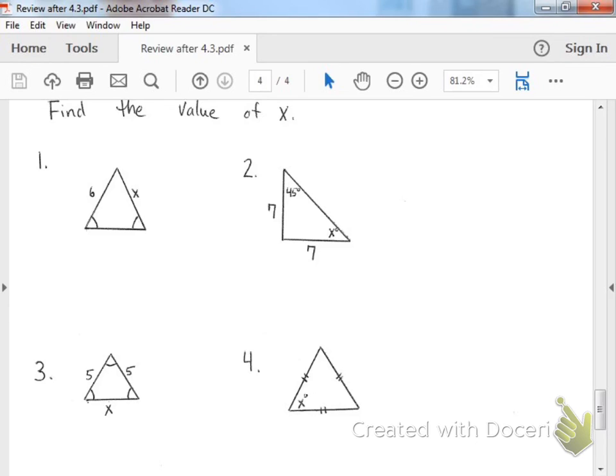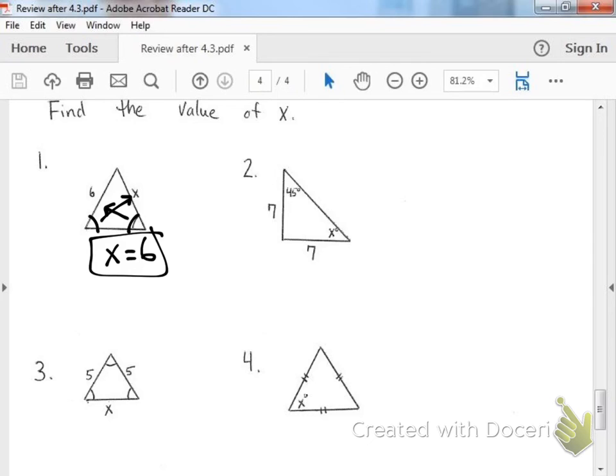This backside is all about 4.3. That's the section about equilateral and isosceles triangles. So some special triangles happen in here. Number 1, what is the X? 6. Yes, if the angles are the same, the sides opposite those angles are also the same. So X would be 6.